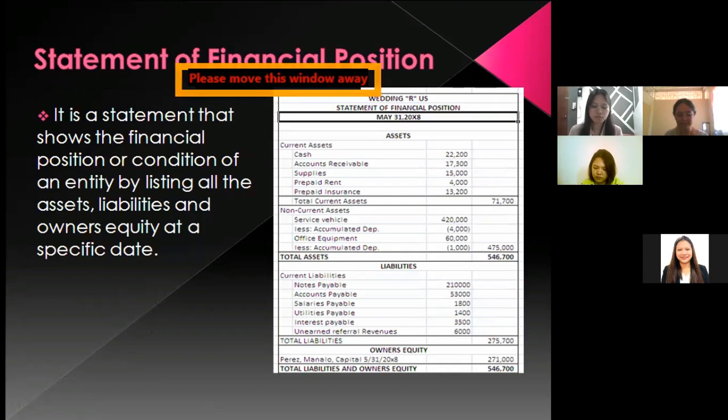Statement of financial position, it is a statement that shows the financial position or condition of an entity by listing all the assets, liabilities, and owner's equity at a specific date. So dito, sa financial statement na to, makikita natin ang lahat ng ari-arian ng business, kung ano-ano yung mga iyon at kung magkano pa. Makikita din natin kung magkano yung utang ng business at yung equity ng business o yung shares ng may-ari sa asset ng business.